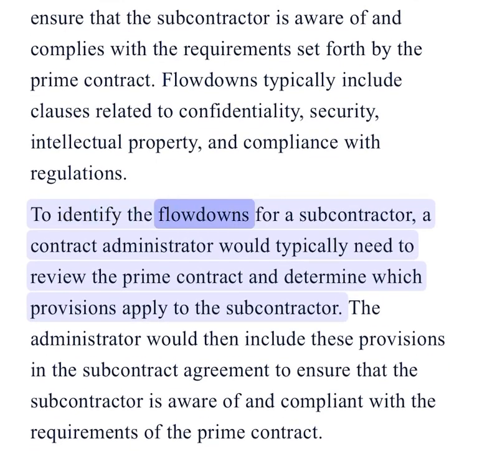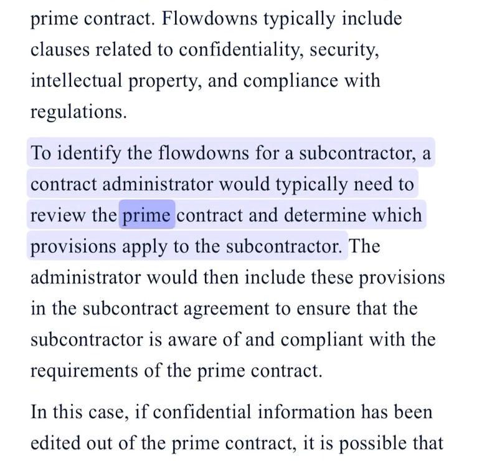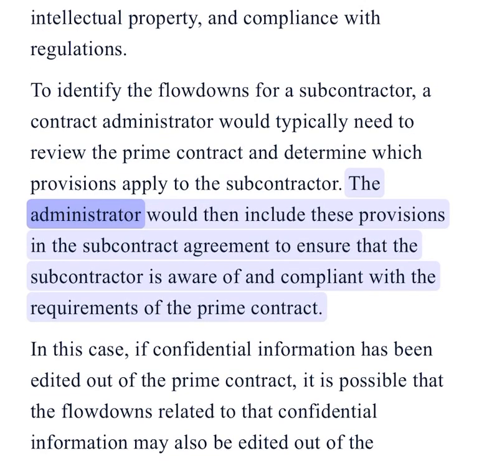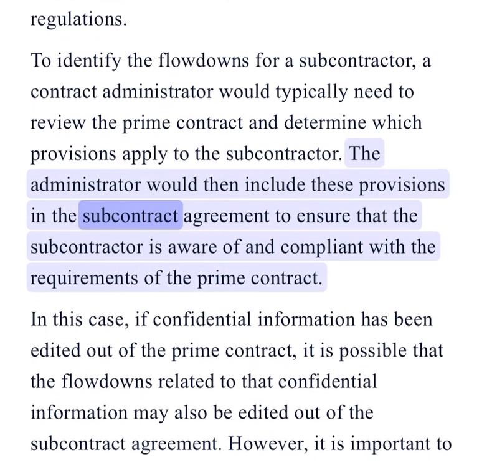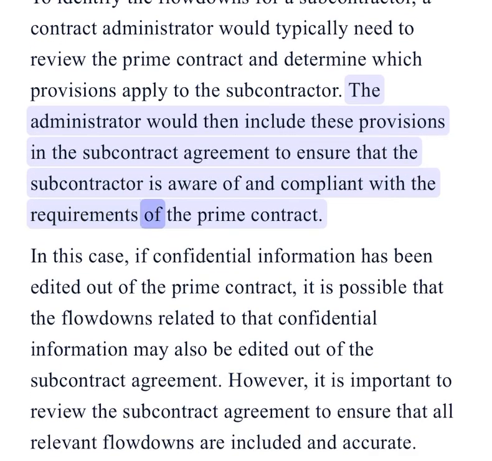To identify the flowdowns for a subcontractor, a contract administrator would typically need to review the prime contract and determine which provisions apply to the subcontractor. The administrator would then include these provisions in the subcontract agreement to ensure that the subcontractor is aware of and compliant with the requirements of the prime contract.